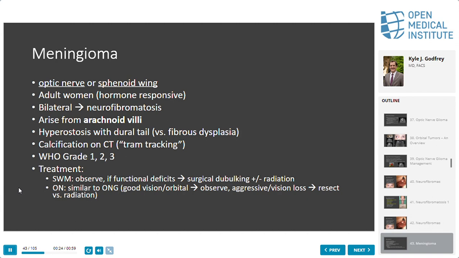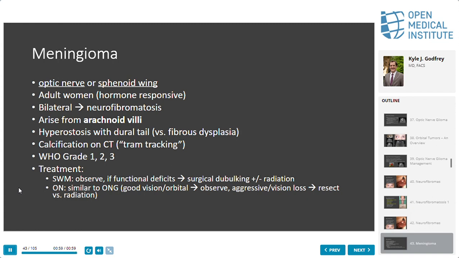And they can kind of be graded based on their degree of dysplasia, grade 1s being the most benign appearing and grade 3 being the most malignant or aggressive. And we'll talk about treatment in a second, but in general, for these sphenoid meningiomas, they can be safely observed if they're not causing functional deficits. If they start to cause problems, that's when you'll start to consider doing some debulking and potentially radiation for higher grade lesions. And optic nerve lesions are similar to optic gliomas. If they're not causing any functional problems, we tend to monitor them serially. Once they start causing vision problems, that's when you start thinking about doing something to debulk them and potentially radiate them as well.